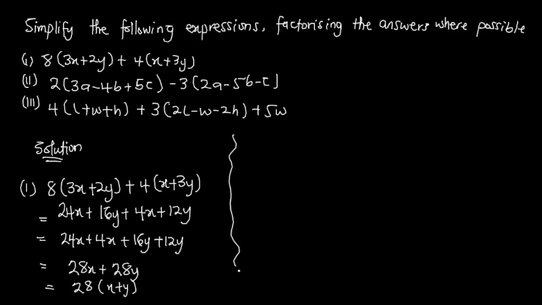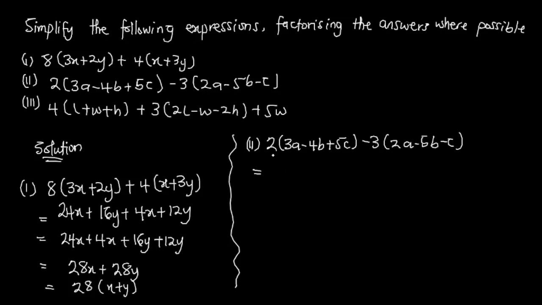Alright, so let's look at the second expression. The second expression is 2 into bracket 3a minus 4b plus 5c, then minus 3 outside the bracket 2a minus 5b minus c. Alright, so as usual, we need to expand the bracket first.